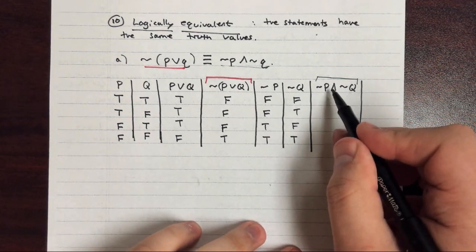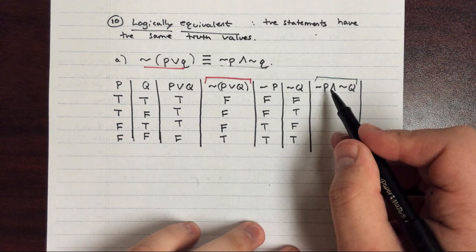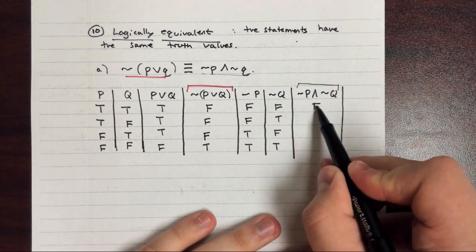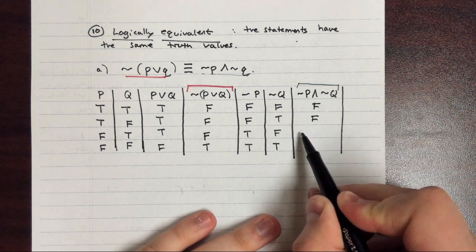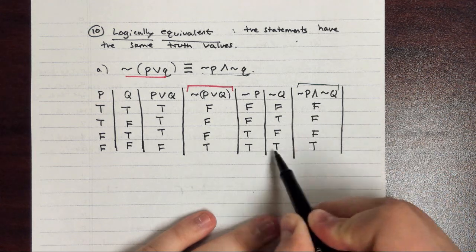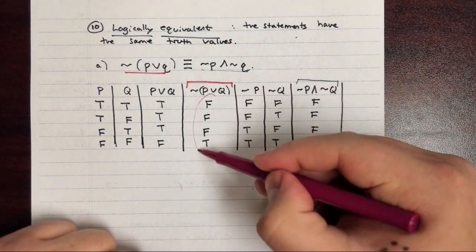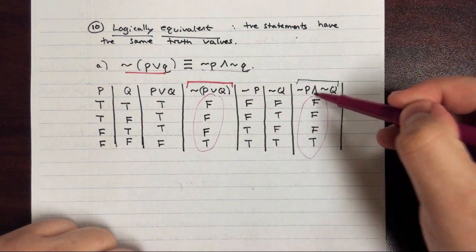Not P and not Q. For and to work, both have to be true. So what's it going to be? Yep, false. And then true, because both are true. And hey, look at that. What is that? I have the same. Oh, wow.